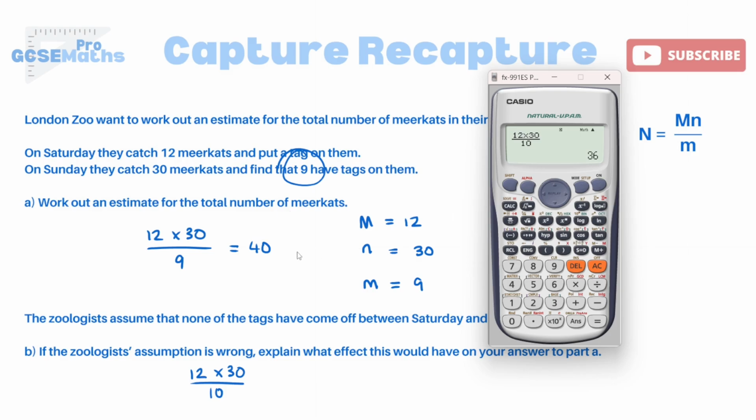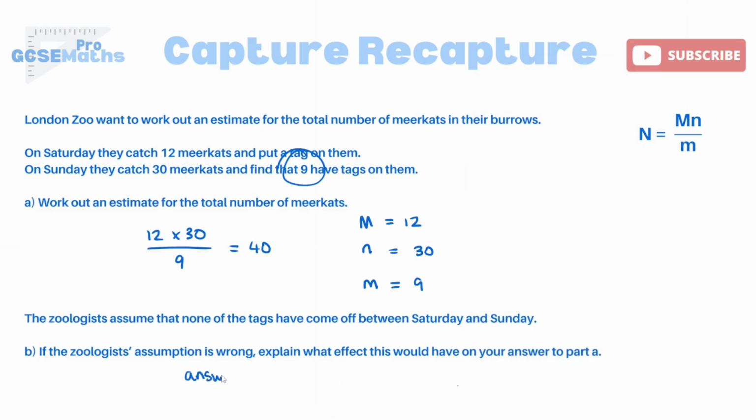Now, compare your answer to part A with our new possible answer. What effect would this have on our answer to part A? Well, our answer to part A would actually be lower, would be smaller, wouldn't it? So our answer would be smaller or less or lower or whatever you want to say in that case, or that there would be fewer meerkats, or the population estimate would be lower, anything like that.